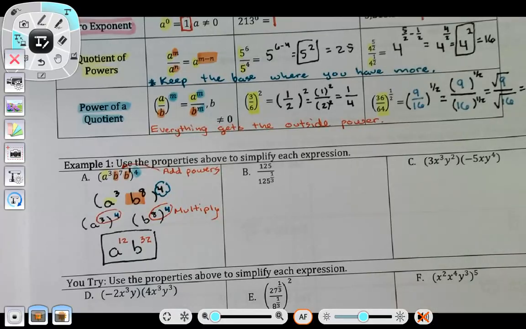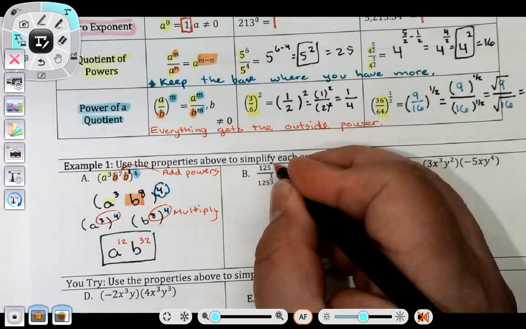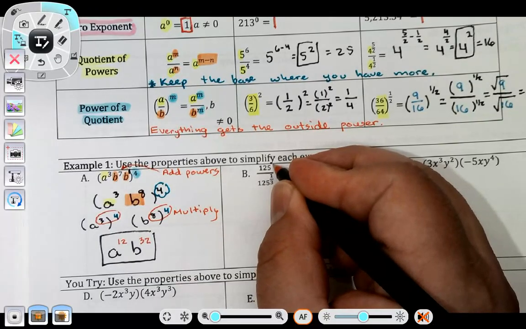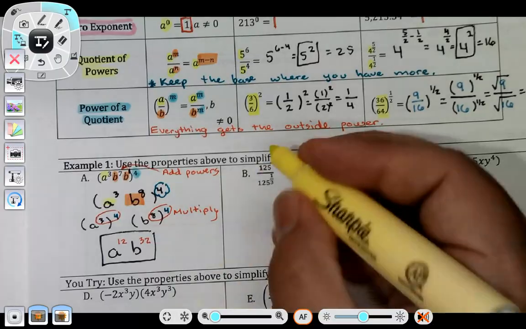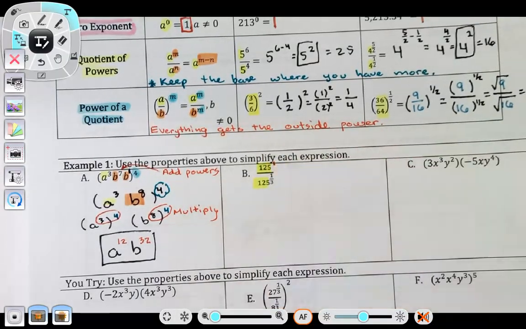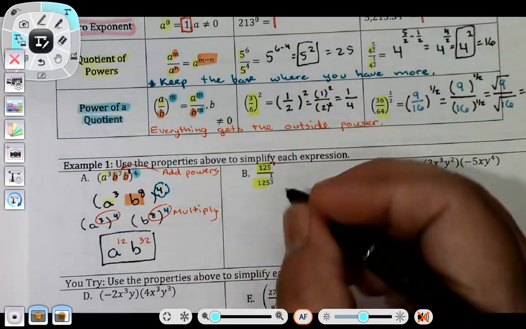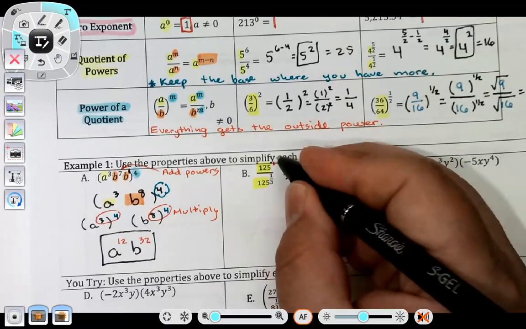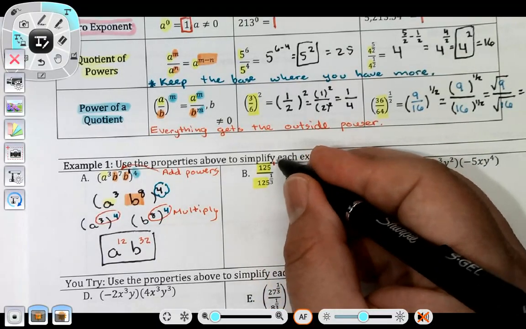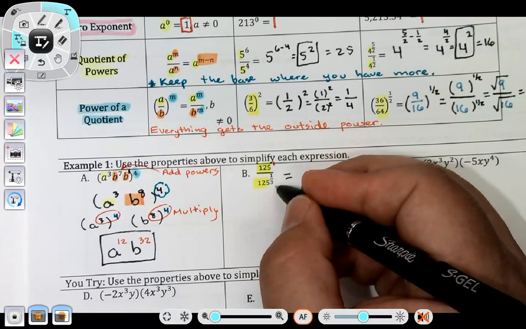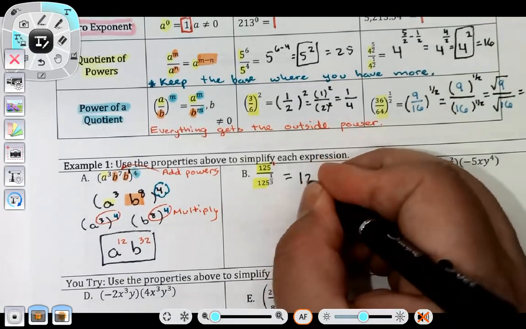Now look at this one. 125, which has a power of what? 1. Okay. And do they both say 125? Yes, they do. Well, then, where do you have more 125s, on the top or the bottom? Top, because this is a whole. This is a fraction of something. So I'm going to write 125.